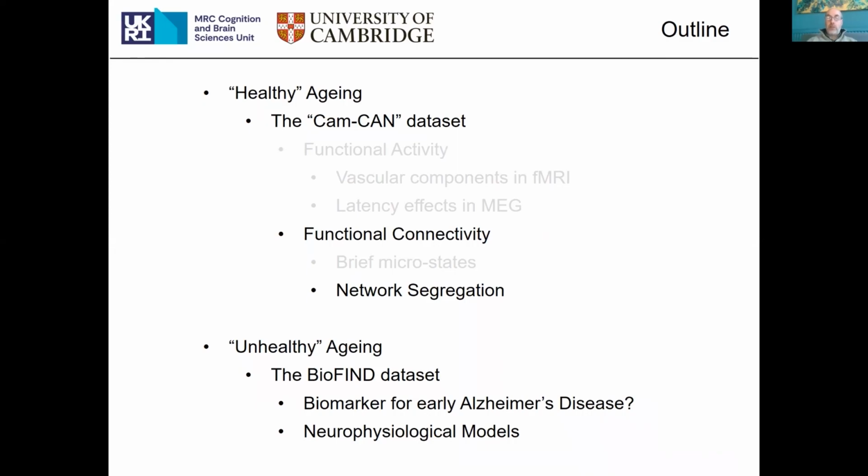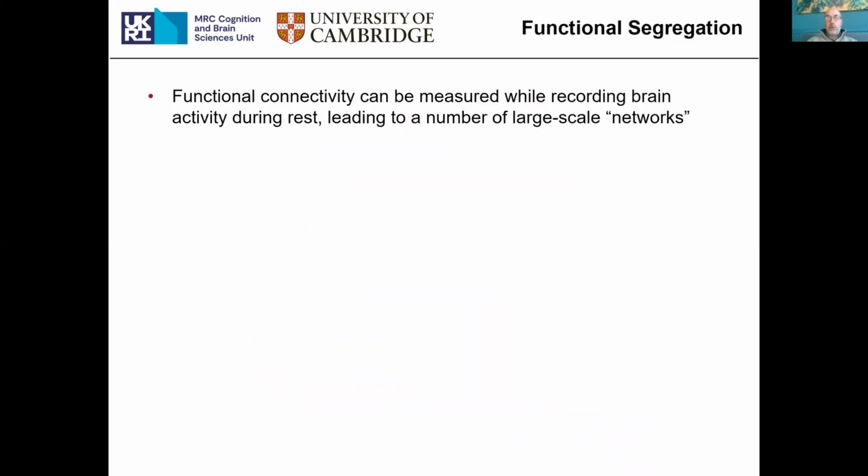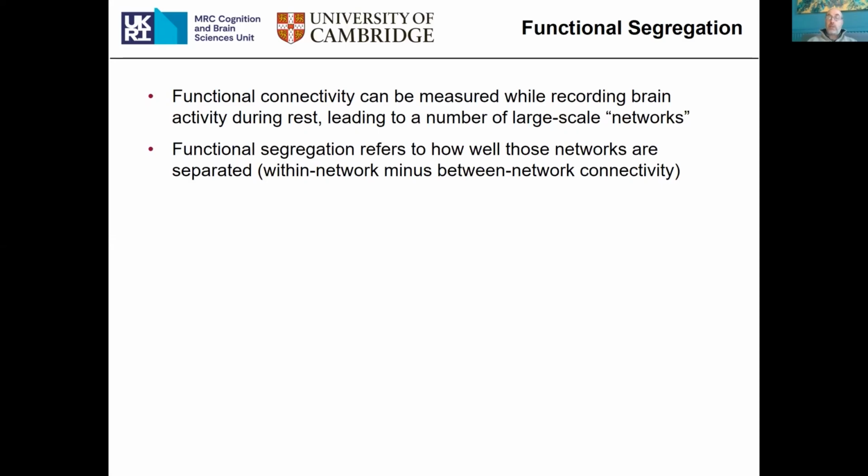And finally, in this section on functional connectivity, I want to talk about network segregation. We've known with fMRI for many years that we can record functional activity at rest and estimate the correlation between time series of a number of regions of interest. And if we look at the similarity of those, we tend to get these large-scale brain networks, maybe 10 to 20 such networks, where the nodes within them are strongly intercorrelated, and they're less correlated with nodes in other networks. So functional segregation refers to how well separated these networks are. It's, loosely speaking, the within network connectivity minus the between network connectivity.